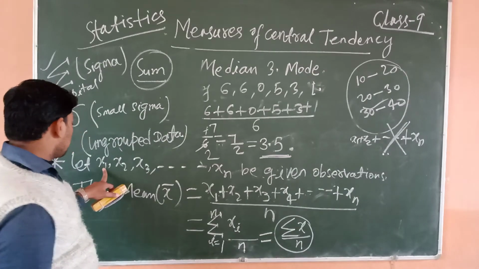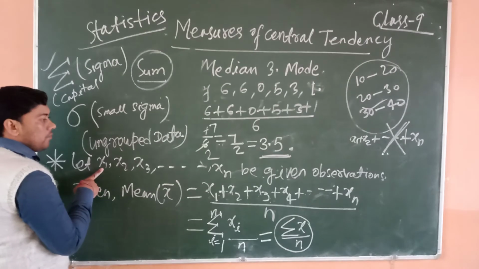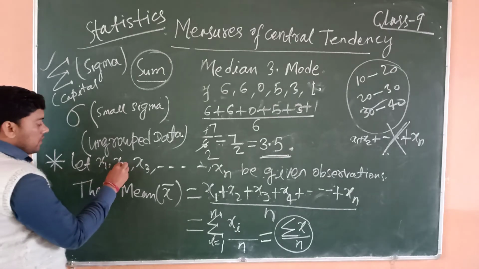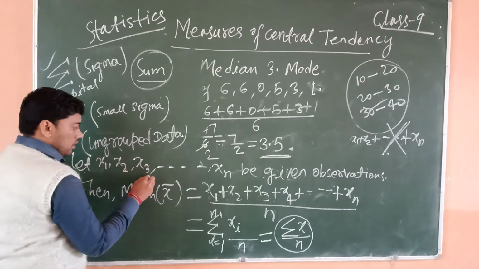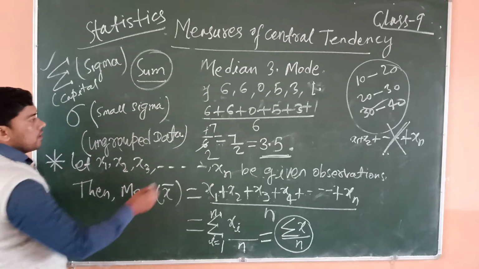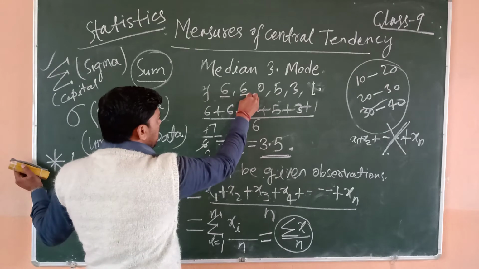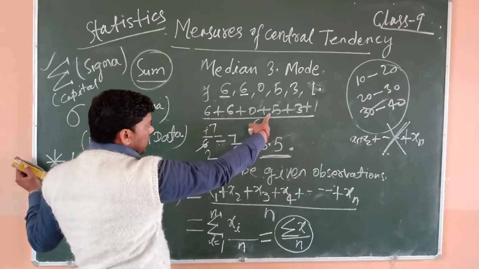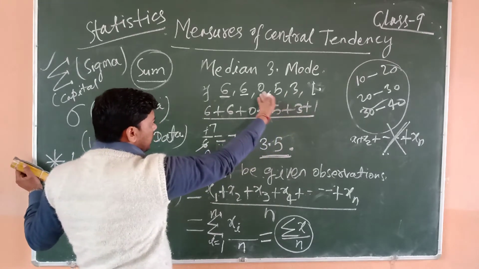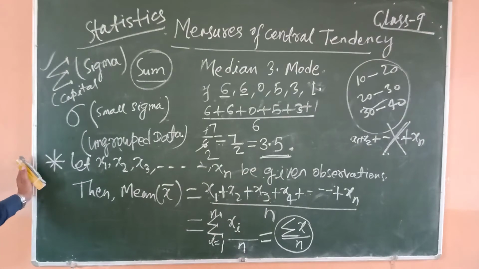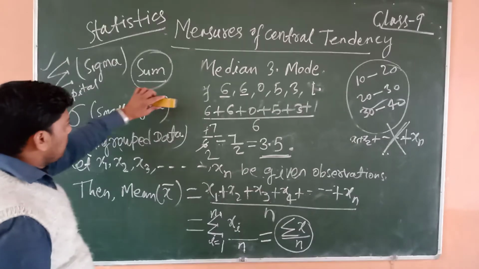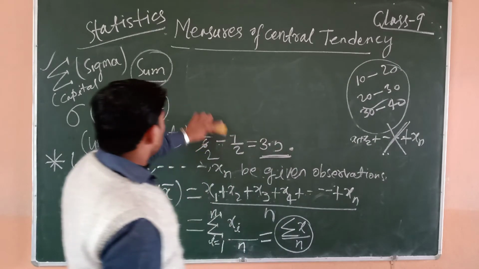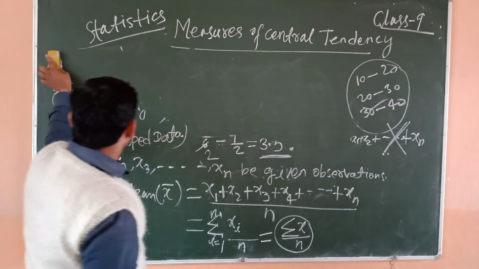Each term occurs one time only. See, there is no frequency. x1 occurs one time, x2 occurs one time, x3 occurs one time. But here 6 occurs 2 times, 5 1 time, 3 1 time, 1 time, 0 1 time. If frequencies are given, then we can obtain one different formula.